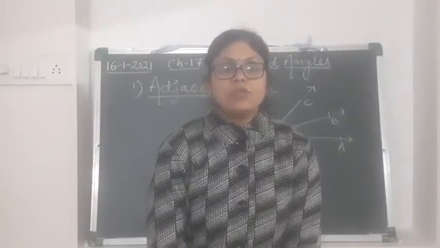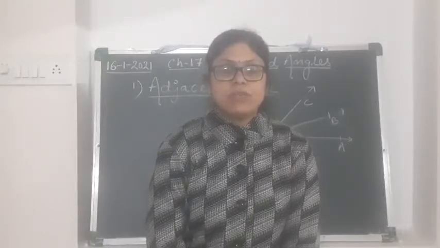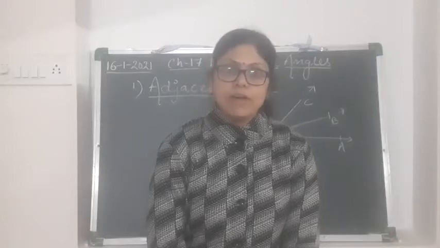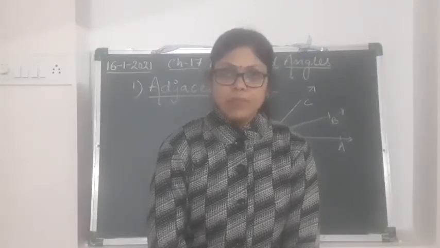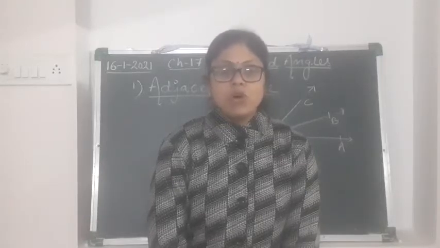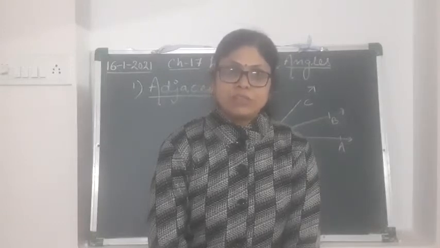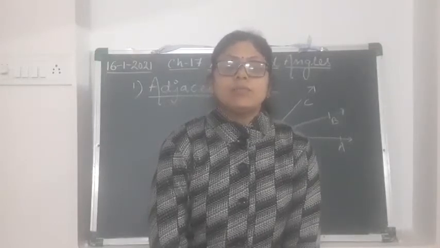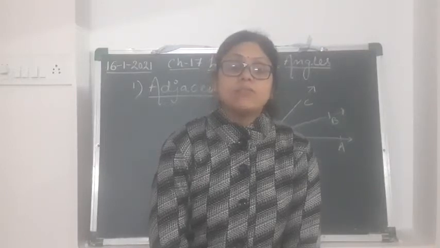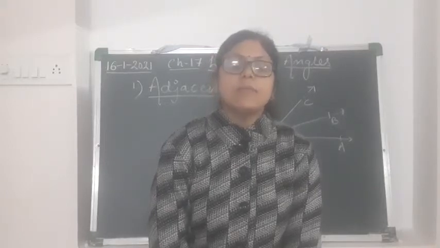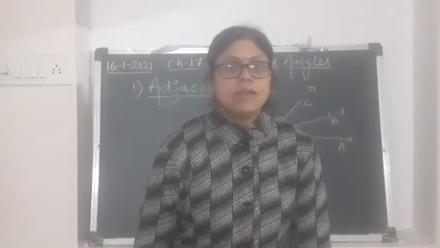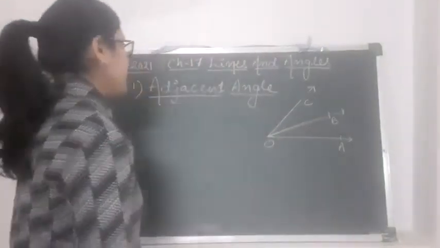So today I am going to continue the same chapter, chapter number 17, but we will move on to the 17B exercise as we have completed exercise 17A. So let us start with some concepts: the concept of adjacent angle, linear pair, angles formed on a point, and vertically opposite angles. So let us start with the adjacent angle.